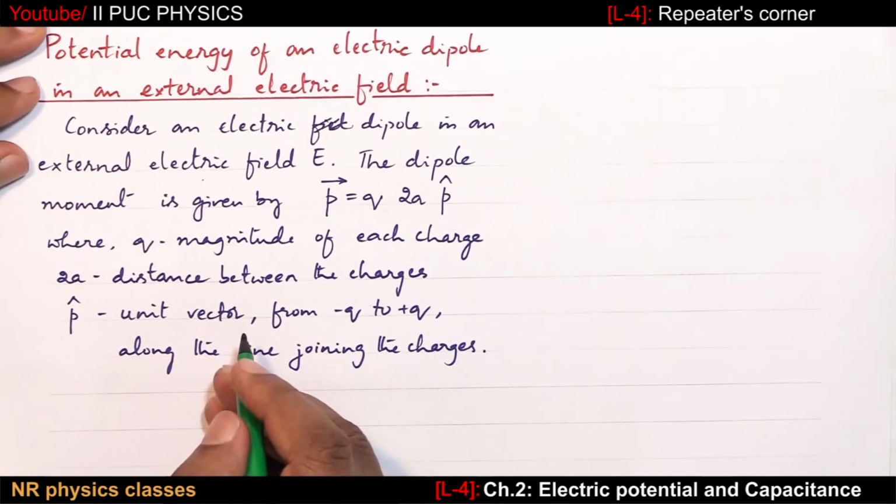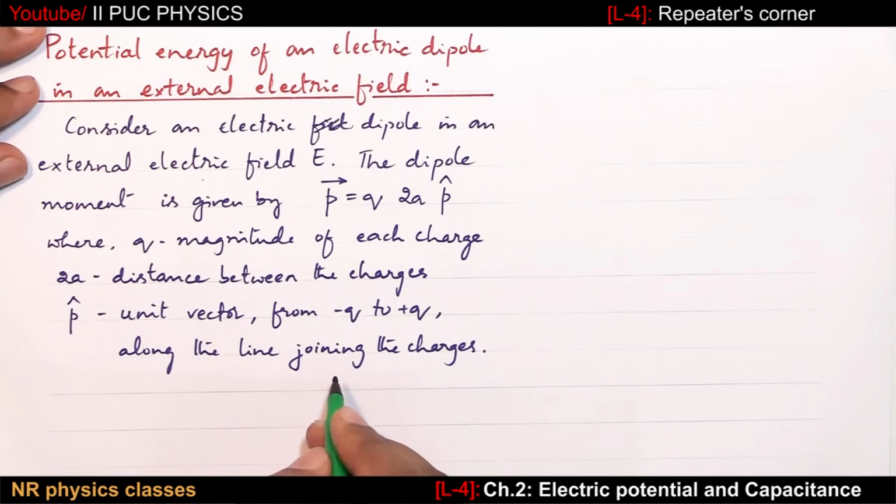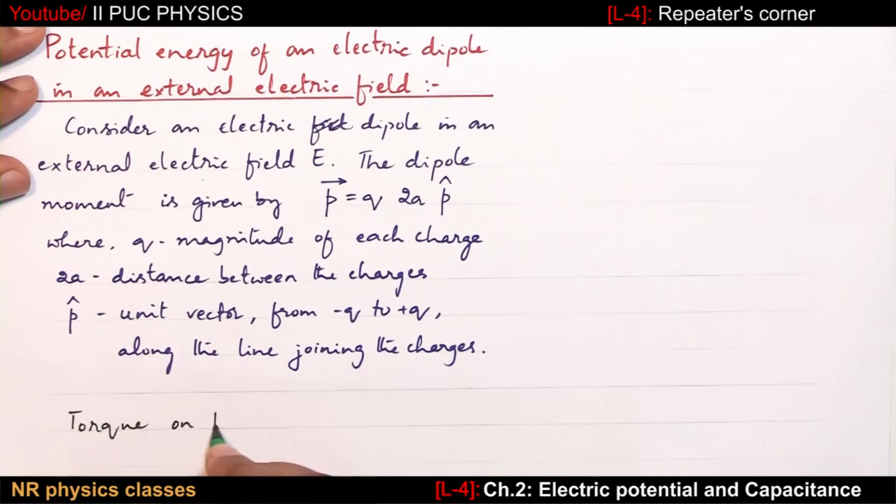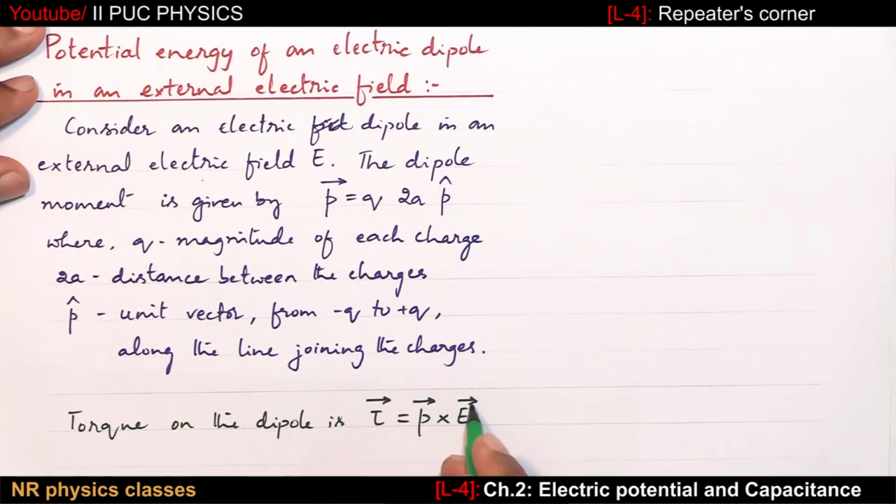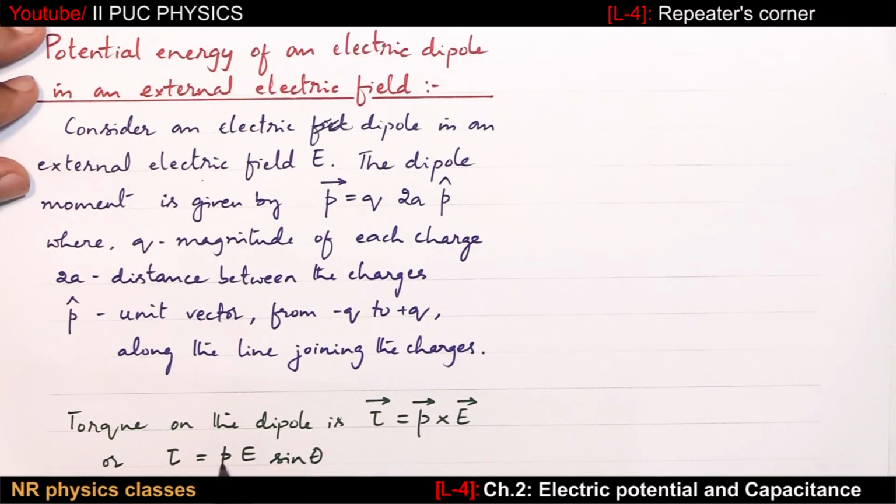We know torque on the dipole. Torque on the dipole is tau equal to P cross E vectors, or magnitude of torque is P E sin theta, where theta is angle between the direction of dipole and the direction of electric field. There is no vector symbol. Observe that this is magnitude of torque.